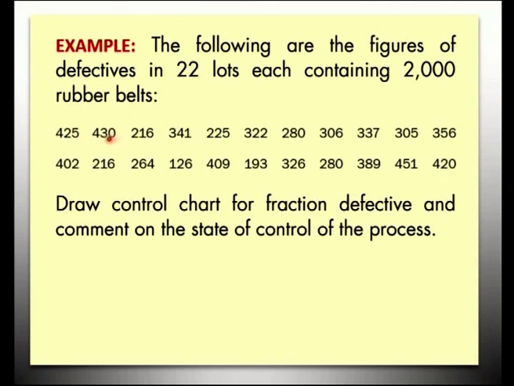Can you just check how many values are there? 6, so 11, 11 plus 11, 22 values are given. So, we have to draw a control chart for fraction defective and comment on the control of the process.